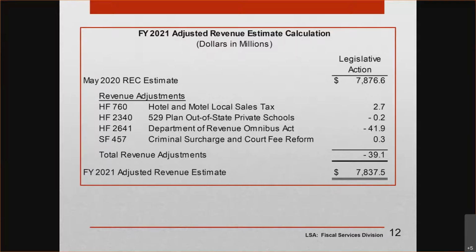Fiscal 21, the revenue adjustments were not that significant. Sometimes they can be very significant. But these four bills had a net impact of reducing the REC estimate by $39.1 million. So really the adjusted revenue estimate is pretty simple math. You just add up that column and you get the adjusted revenue estimate of $7,837,000,000.